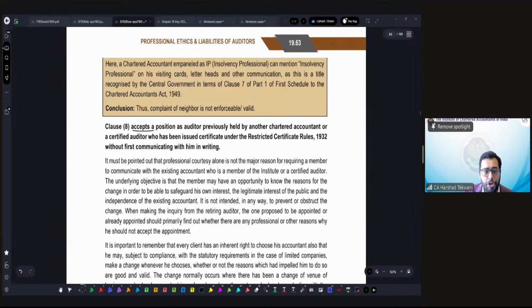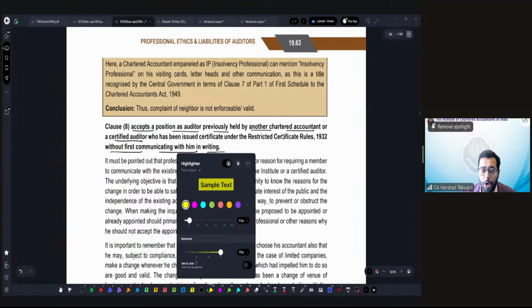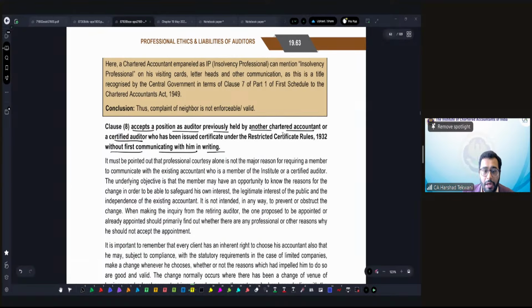So accept a position as an auditor previously held by another chartered accountant or certified auditor, without first communicating with him in writing. In this particular scenario, we are using the term auditor over here. Remember this, it is a very important part. We are not using the term tax auditor. We are not using the term statutory auditor. We are using the term auditor.